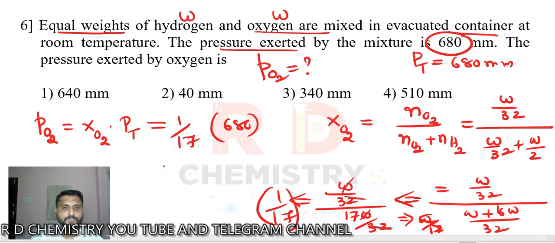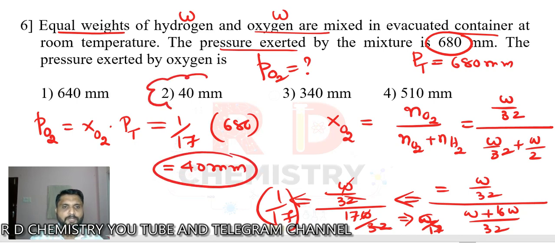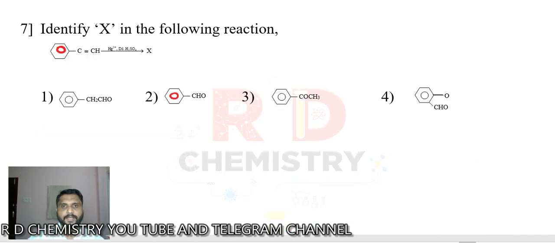Clear? So this comes to be equal to 40 mm of mercury. Okay, 40 mm mercury. So the answer is option number 2. Clear? Next question. Identify X in the following reaction.